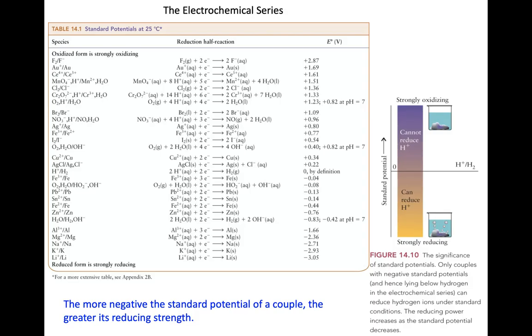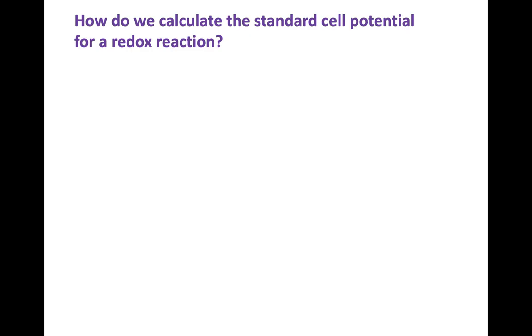Let's go back to our table for a second. We've got copper, and where is silver? There's silver chloride. No, there's silver. Since silver is above it in the table, silver is going to be more strongly oxidizing because it has a more positive cell potential.